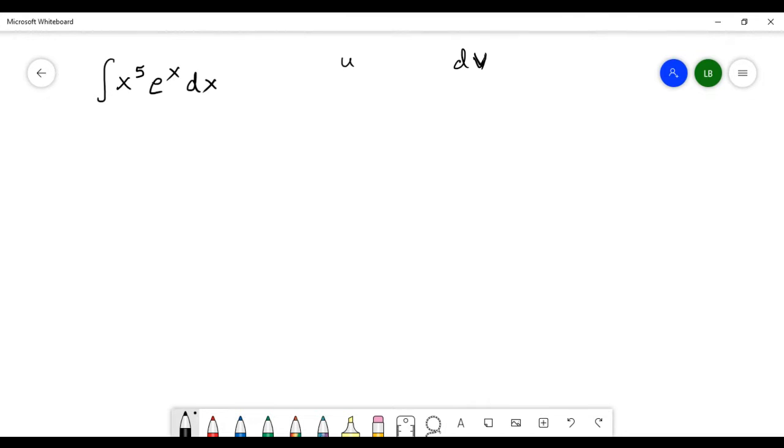So think of it this way. If we had to do integration by parts once, well, then we would have u be equal to x to the 5th and dv be equal to e to the x. So then du would be equal to 5x to the 4th, and v would be equal to e to the x. So our first term would be x to the 5th times e to the x minus this integral of 5x to the fourth times e to the x.